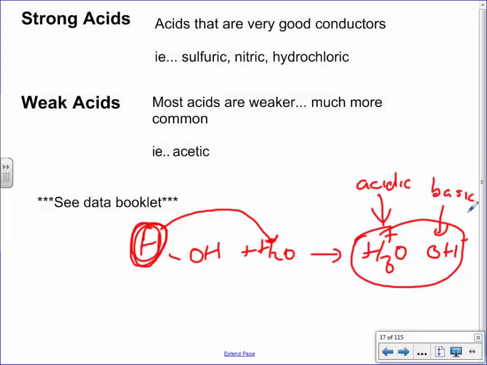So, okay, quick summary, and then I'll let you guys kind of pack up here. We're getting close to the bell, right? What time is it?